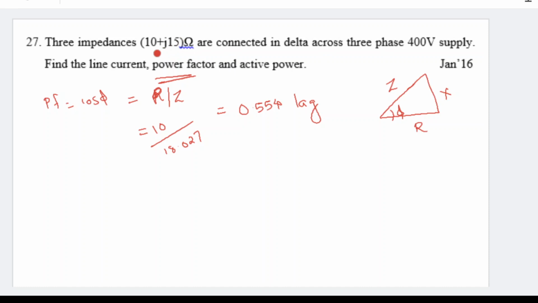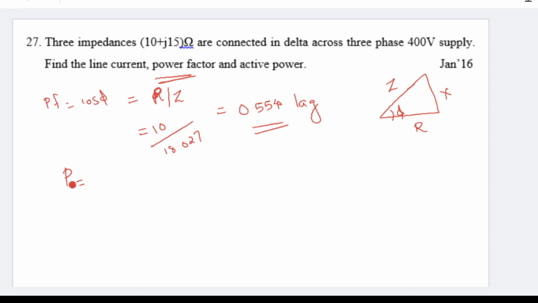Okay, just look into the impedance. If it is plus 15j, then you can see it is an inductor. If it was a capacitor, then it would be minus j something. So when an inductor comes, it will be lagging only. Current lags behind the voltage, so it will be lagging only. So we have found out the power factor. Now you have to find out the active power.